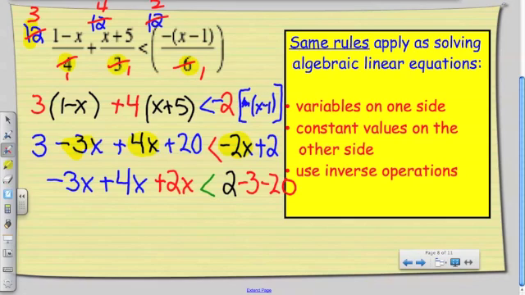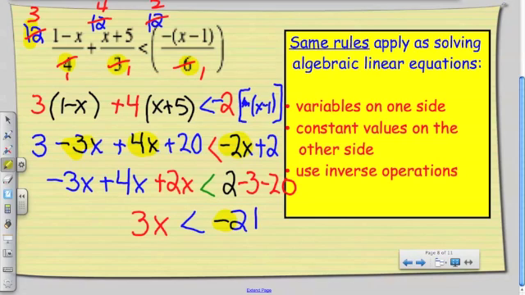Can someone tell me what negative 3x plus 4x plus 2x is going to solve to? 3x, good. Is less than, what is 2 minus 3 minus 20 going to give me? Negative 21. Okay, so I have a negative number on the right-hand side. Is my sign going to change? Is my inequality going to change direction?